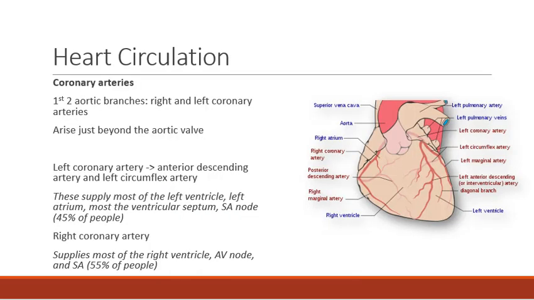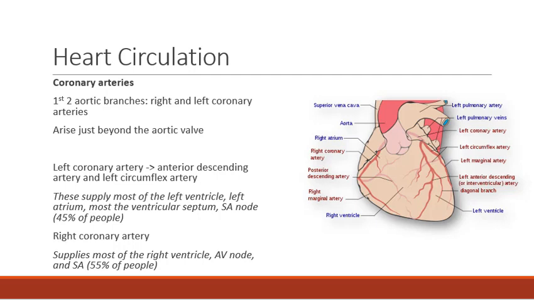Looking at heart circulation, and this is nice to have a general appreciation for because when we talk about coronary artery disease, we're talking about issues related to these structures. So, coronary arteries supply blood to the heart tissue. They deliver blood when the heart is in a relaxed state. They become compressed during ventricular contraction. The first two aortic branches, the right and left coronary arteries, arise just beyond the aortic valve.